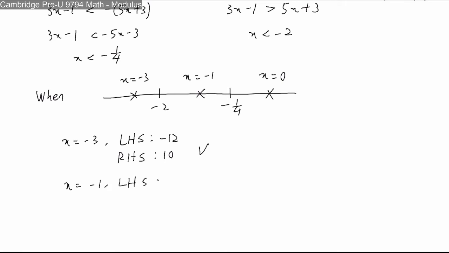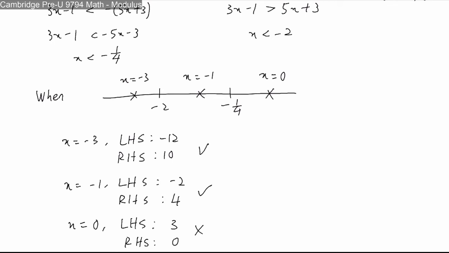When x is equal to negative 1, the left hand side is negative 2. The right hand side is 4. So again, the left hand side here is less than the right hand side. So it works. Okay. Let's just try another value, which is x equals 0. In this case, if we have x equals 0, the left hand side is 3. The right hand side is 0. So the value doesn't work here.